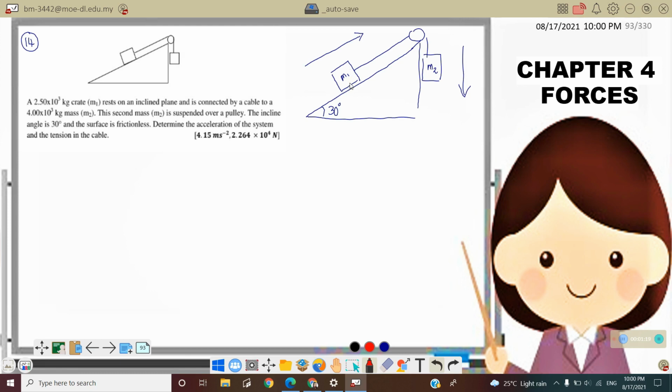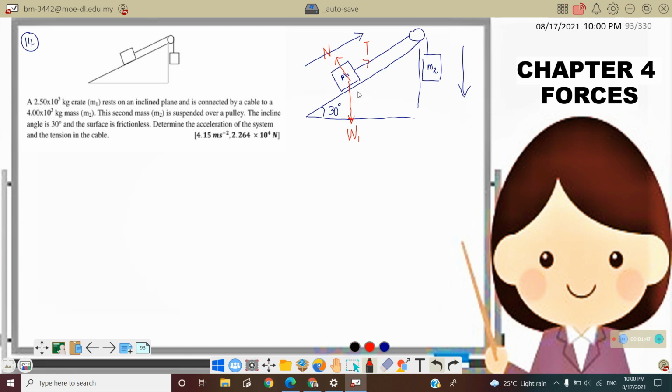For M1, there is the weight acting downward. Let's say I label it as M1, we label it as weight 1. And we have tension because there is a string. And also we have the normal force. We don't have friction, and also we don't have external force. So these are the three forces acting on M1.